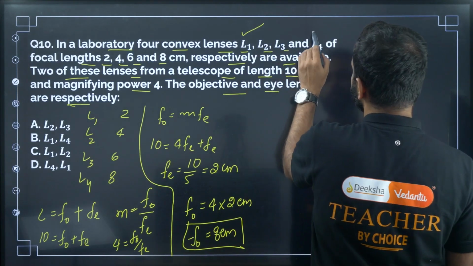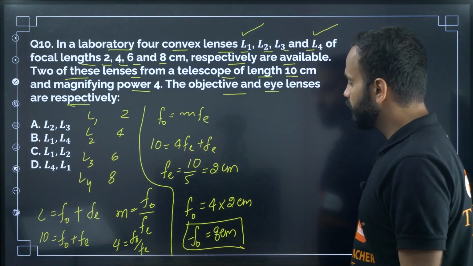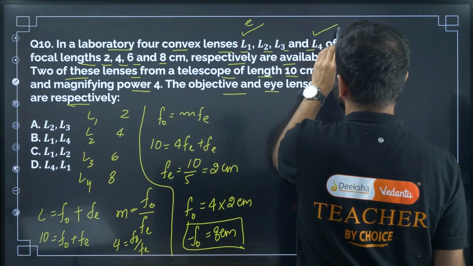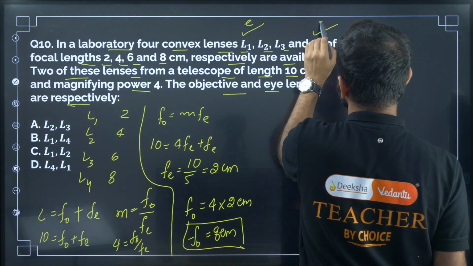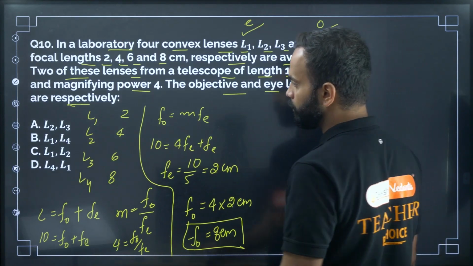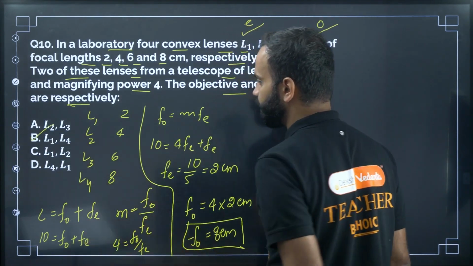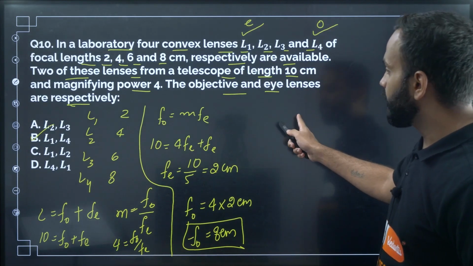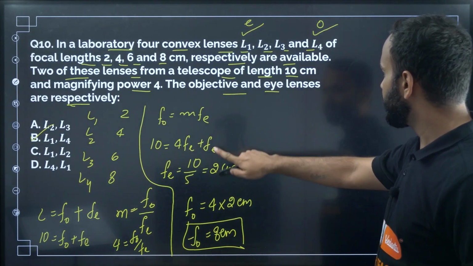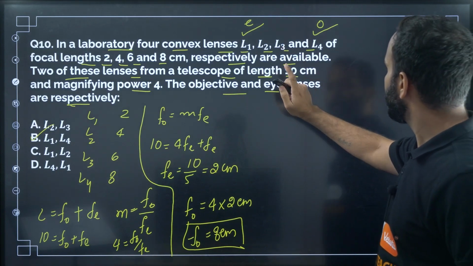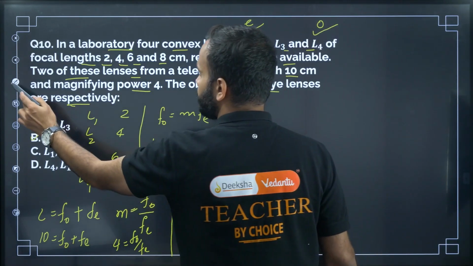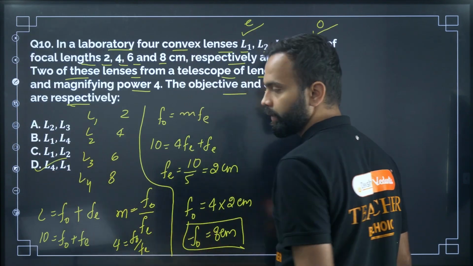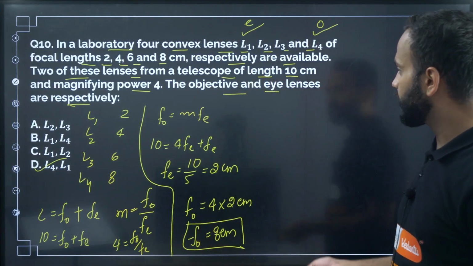So we are using L1 as eyepiece and L4 as objective lens. What they are asking is objective and eye lenses. Objective is 8 centimeter, eye lens is L1. So L4 and L1, not L1 and L4. Option D is the correct answer.